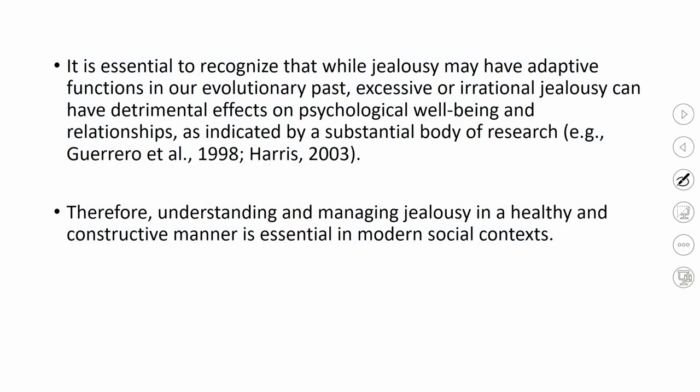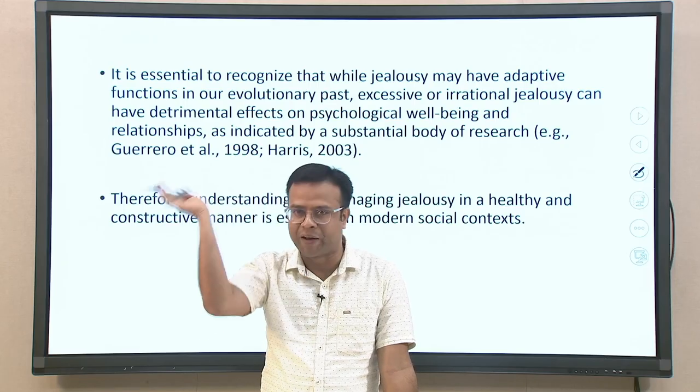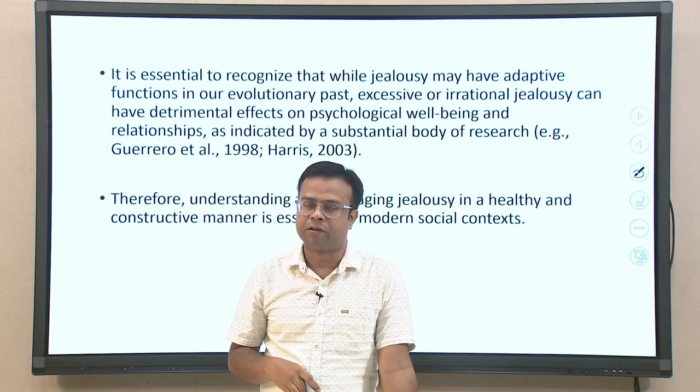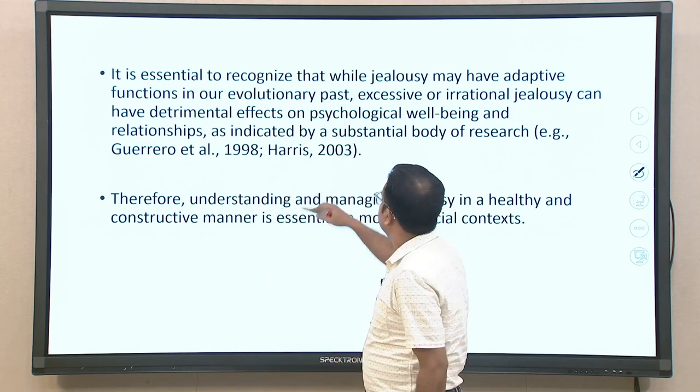the problem with human beings is that evolutionarily it serves some purpose, but human beings always go beyond the evolutionary functions. We add too much to it, we make it more excessive, more exaggerated. That is the problem with human beings. Evolutionarily, it has its functions, but things can become much more complex in the human world, especially because of our thought processes and complexities in the social world. So, that can create problems.